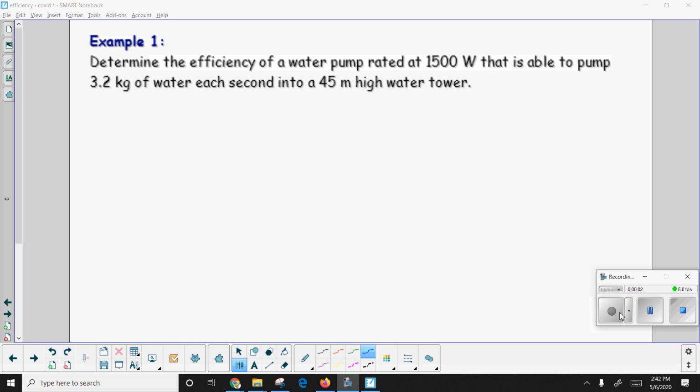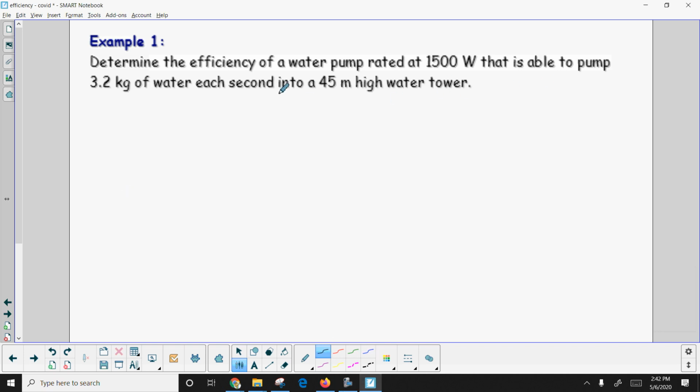Okay, it's time to look at some examples of efficiency problems. These are very straightforward overall. So we'll just go through a couple of them, and then in the next video we'll look at some more advanced problems.